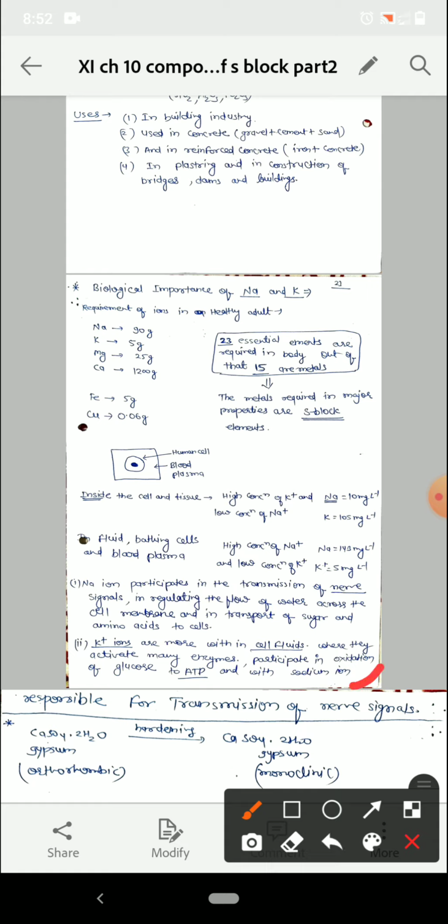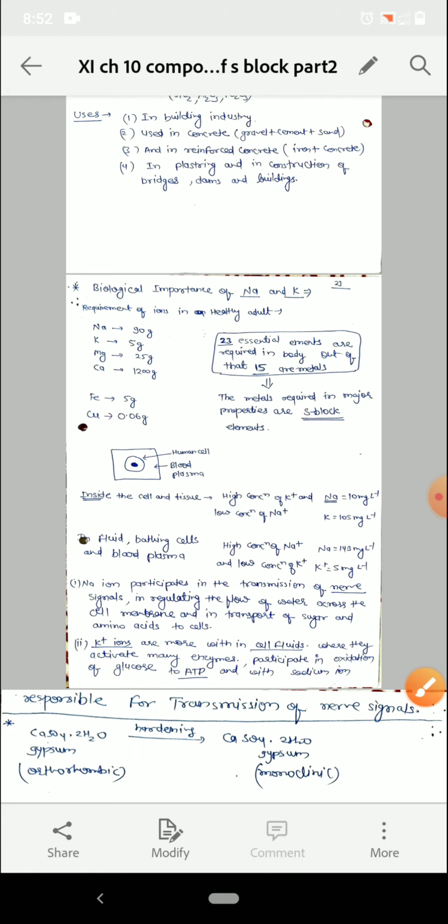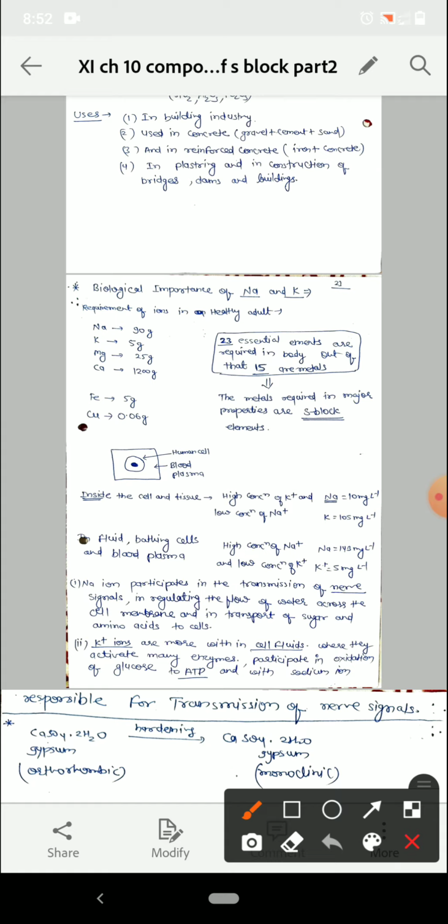Then the last line is calcium sulfate dihydrate, CaSO4.2H2O, meaning the gypsum. It is orthorhombic and it is hardening, okay. It forms CaSO4.2H2O which is also gypsum, but it is orthorhombic and it is monoclinic. We will study in higher classes what orthorhombic and monoclinic are. Okay, so here it is simple, there are two forms of gypsum, one is orthorhombic and one is monoclinic.